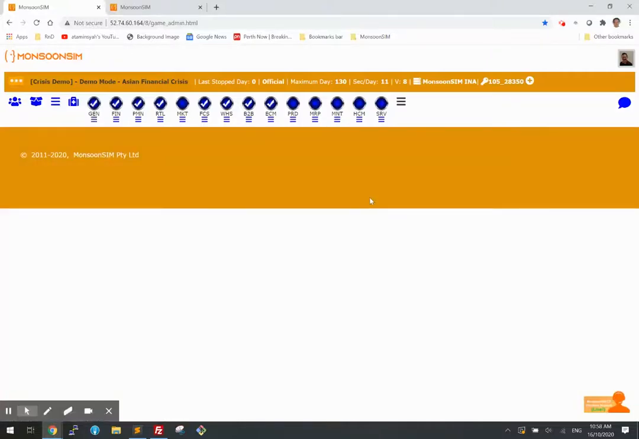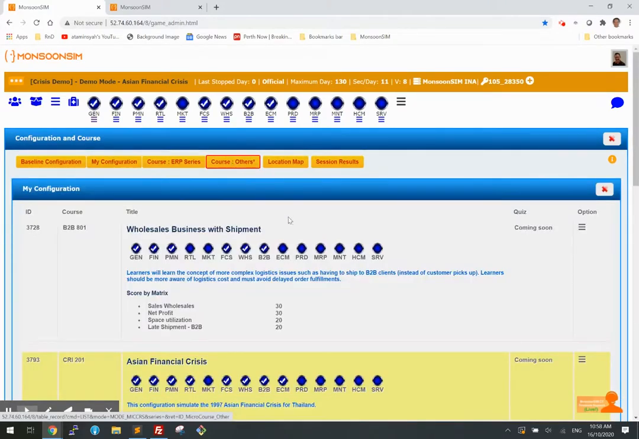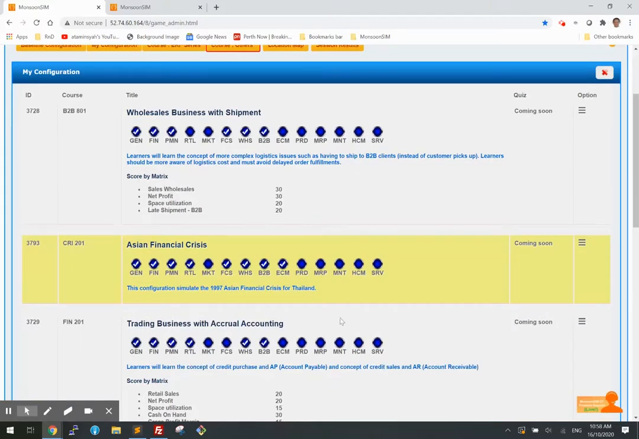Hello, I'm here to show you the latest MonsoonSIM Crisis. I've set up a course and shared it with everyone, and have put it in course others, and these are the independent courses. Take a look at the list and you will see that I have just loaded this course. And how did I load it? I just went here and clicked load configuration.